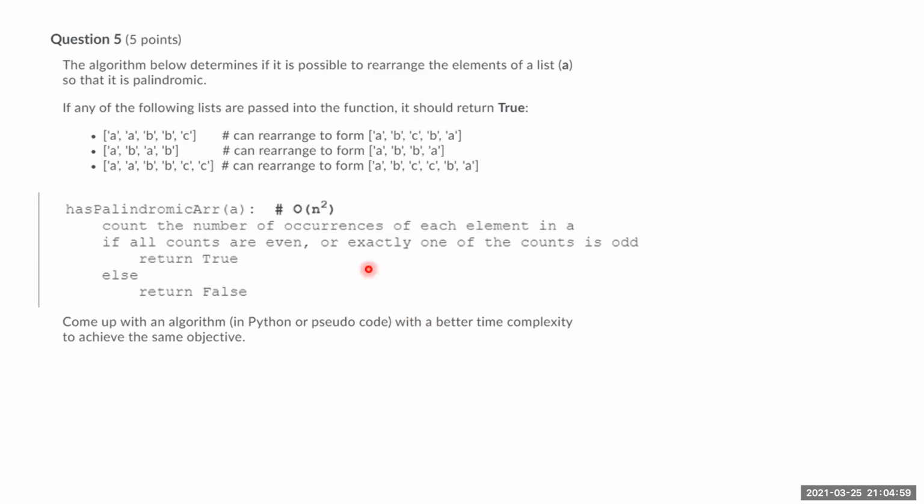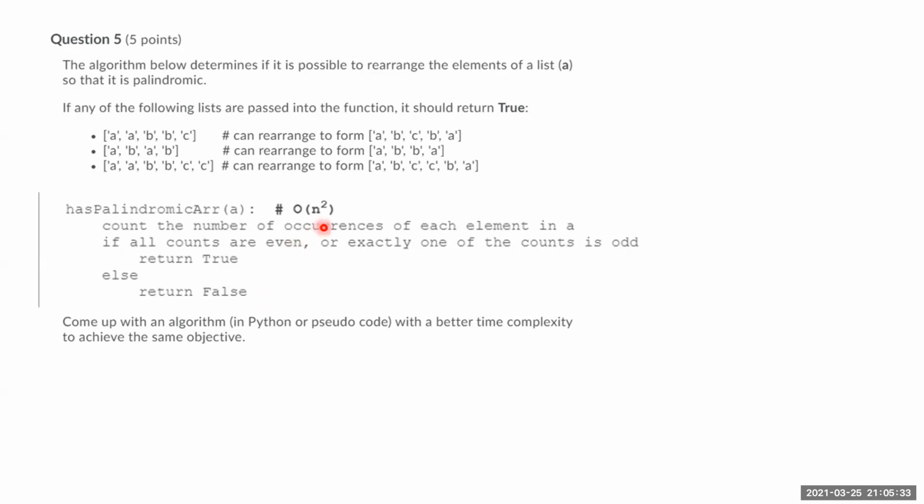In this question 5, you are given an algorithm to determine if an input array A has an arrangement that is palindromic. The algorithm first counts the number of occurrences of each element in the array. And if all the counts are even, or exactly one of the counts is odd, it will return true. Otherwise, it will return false.